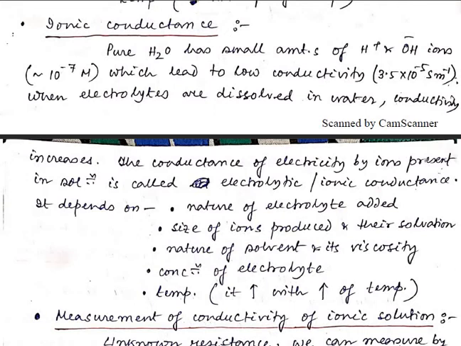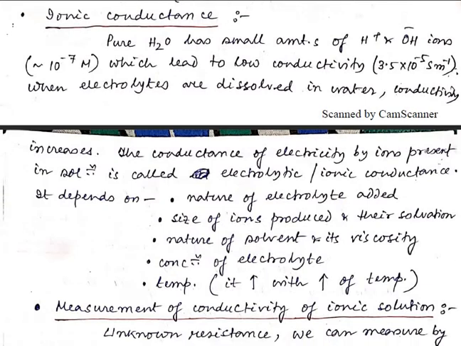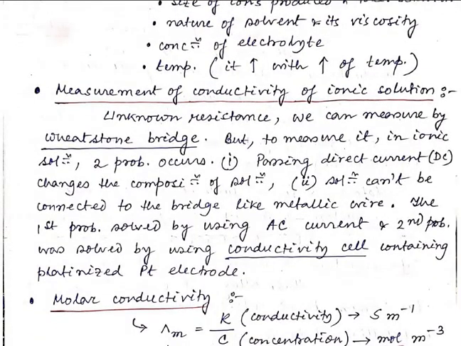Next, I will discuss how we can measure the conductivity in case of the ionic solution. Suppose we have an unknown resistance, then we can measure the unknown resistance by using the Wheatstone bridge. We know about the Wheatstone bridge, the 4 resistances R1, R2, R3, R4 were there. So if we don't know the resistance, we can measure it using the Wheatstone bridge. But to measure it in an ionic solution, 2 problems occur.